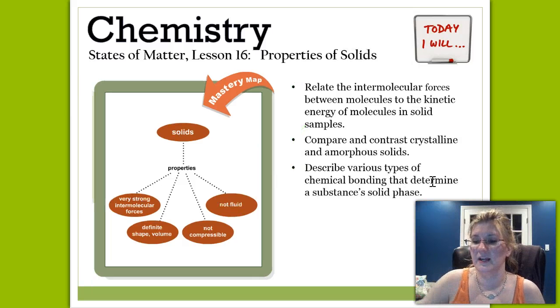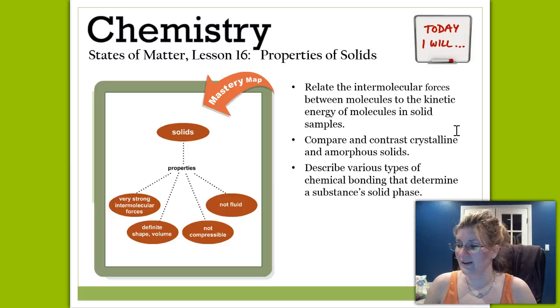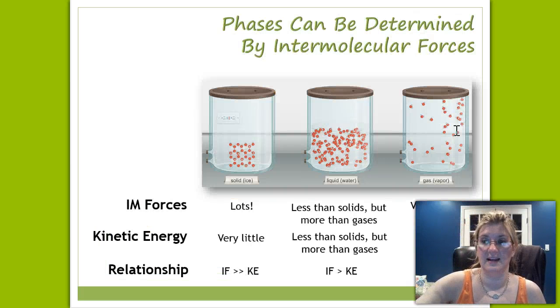We are going to move on, and we're going to talk about properties of solids, and that comes from lesson 16. We're going to do all of the similar things. Okay, so we're just going to, again, revisit those intermolecular forces and how they pertain to kinetic energy. We're going to look at crystalline and amorphous solids. Again, not as in detail as I would have liked, as I did prepare but can't find. And then describe various types of chemical bonding that can exist as solids.